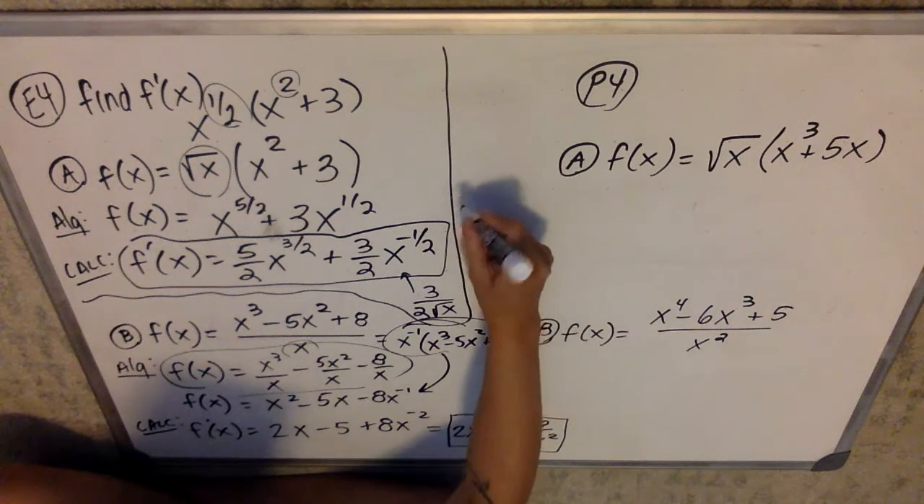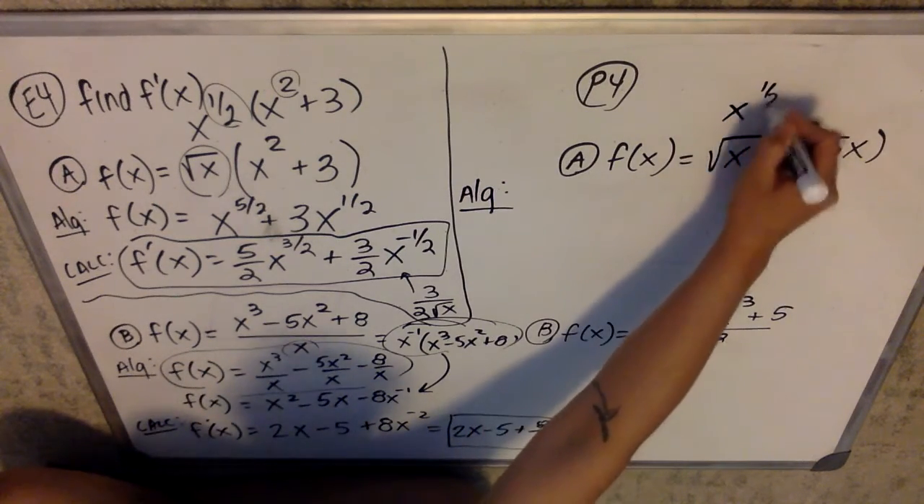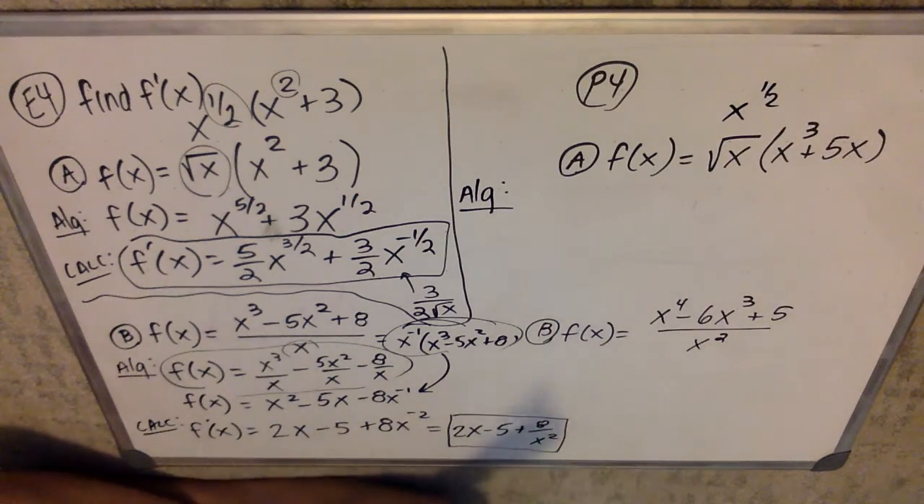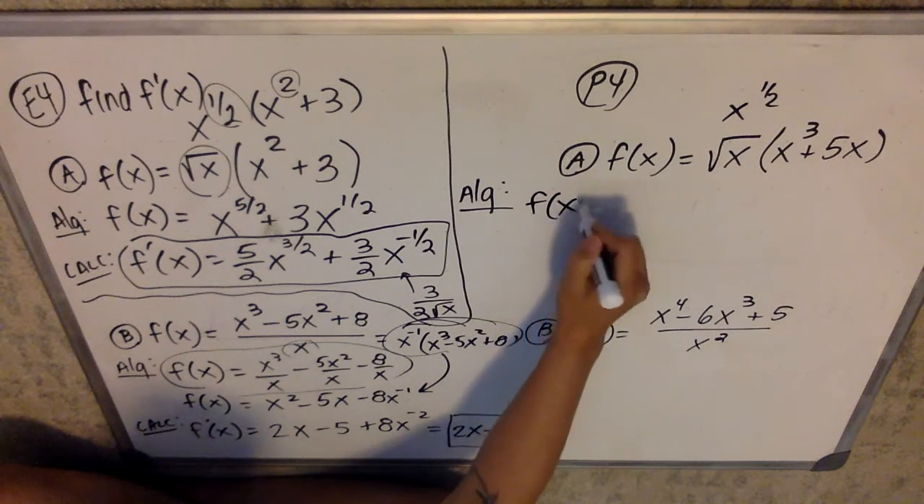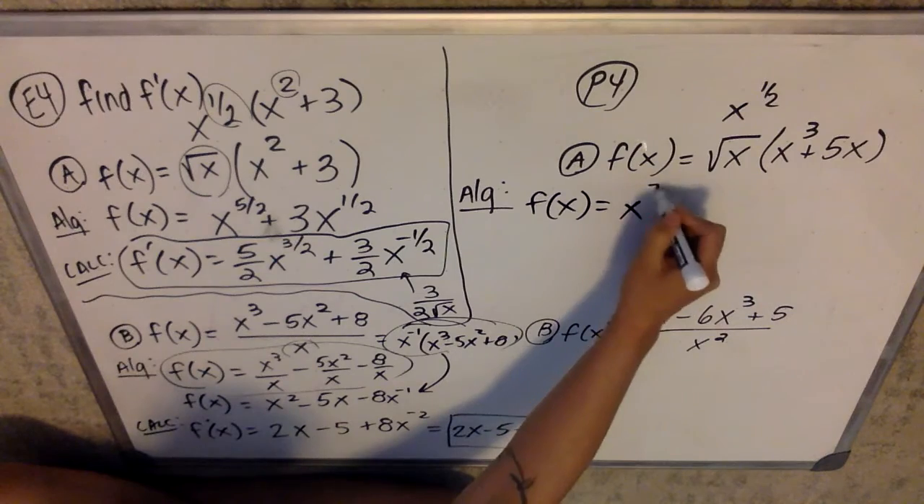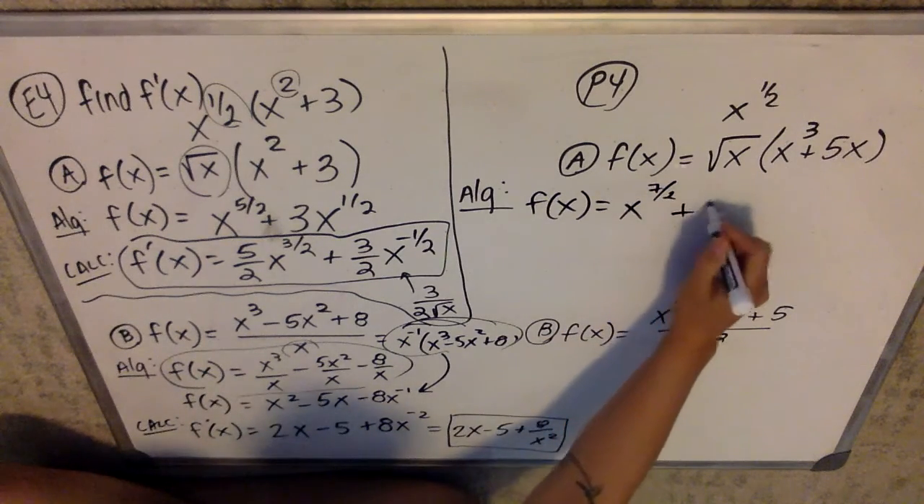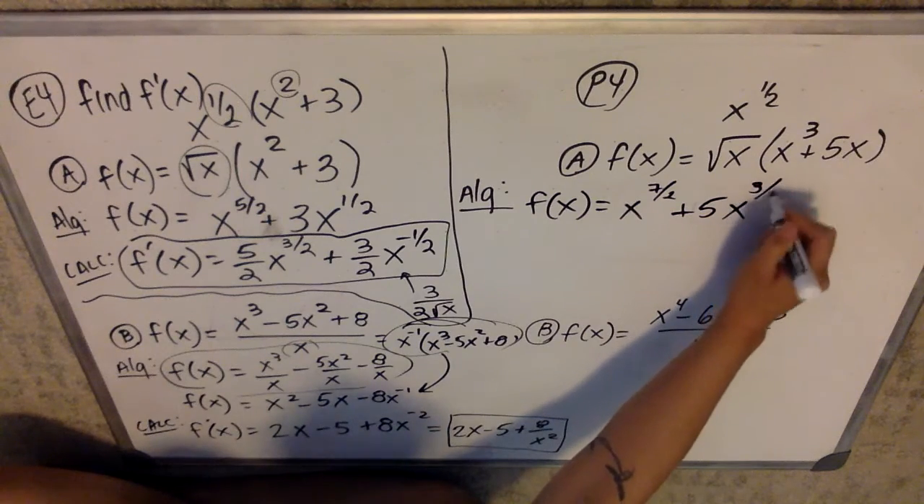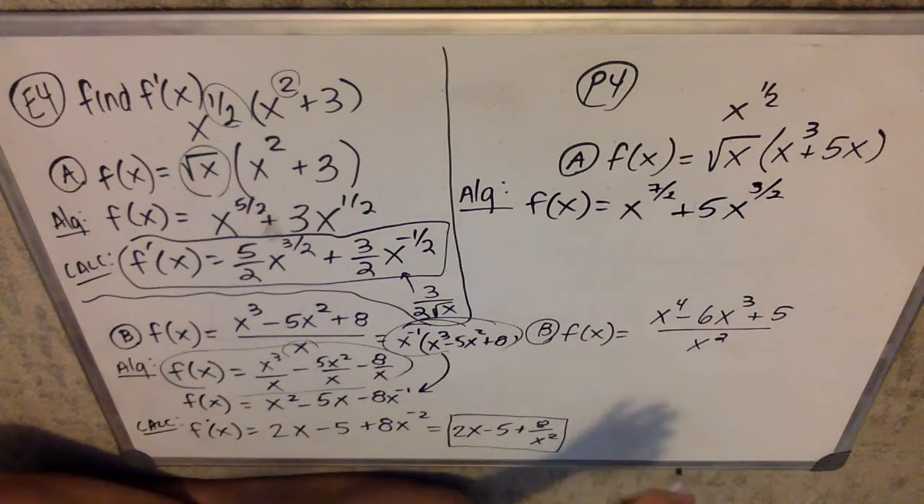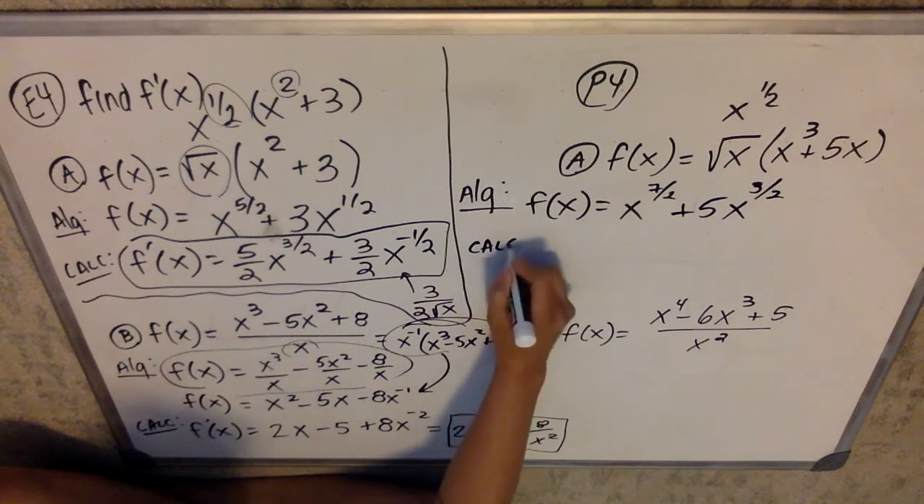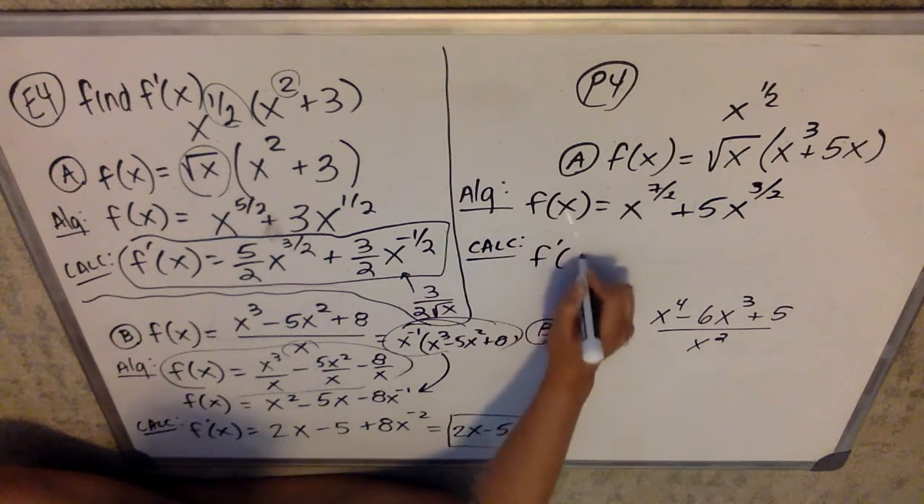All right, so I'm going to start by doing the algebra. The algebra is that I'm going to distribute this x to the 1/2. So x to the third is actually x to the 6 halves. So I'm going to get that my f of x is an x to the 7 halves, because it would be 6 halves plus the 1/2, plus a 5x to the 3 halves, because x to the first is actually already at 2 halves, so when I add 1/2 to 2 halves, I get 3 halves.